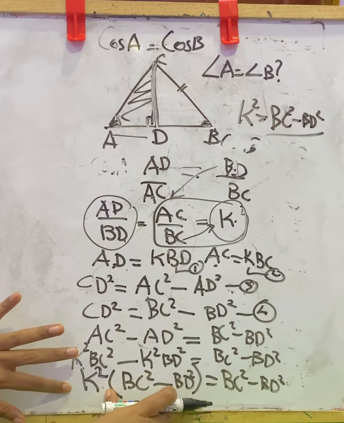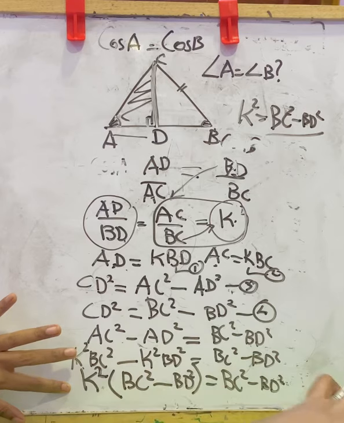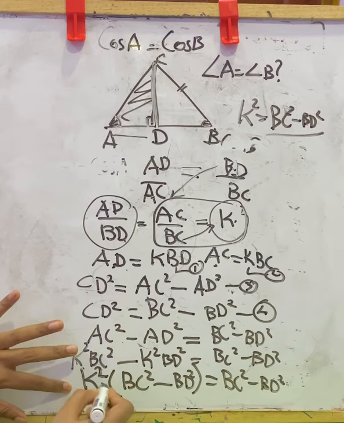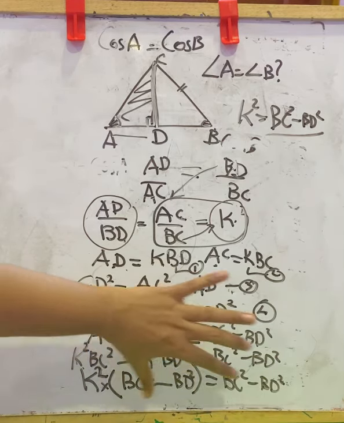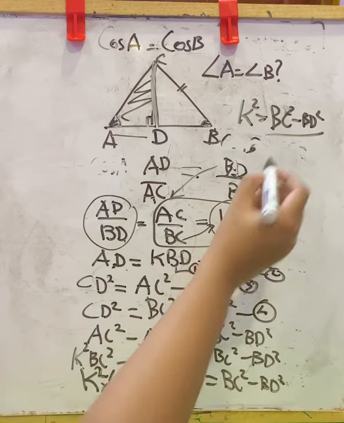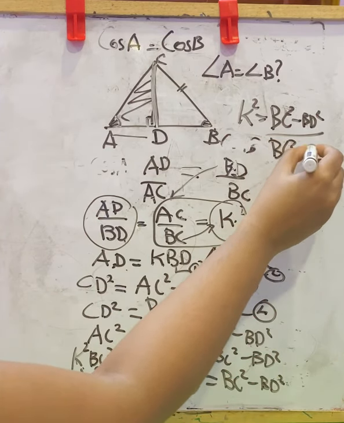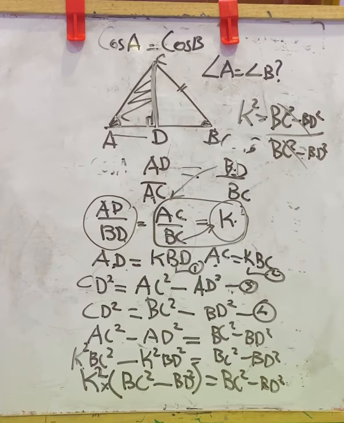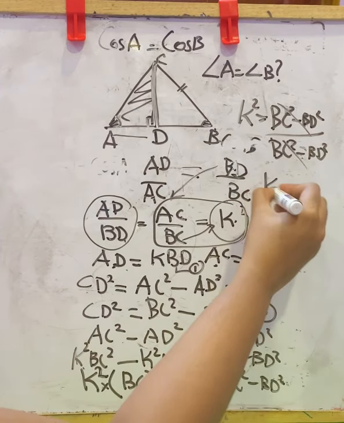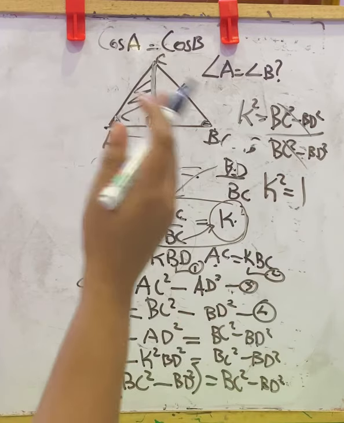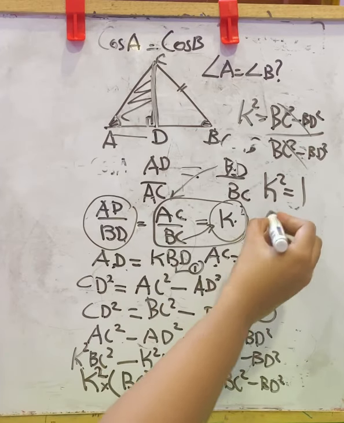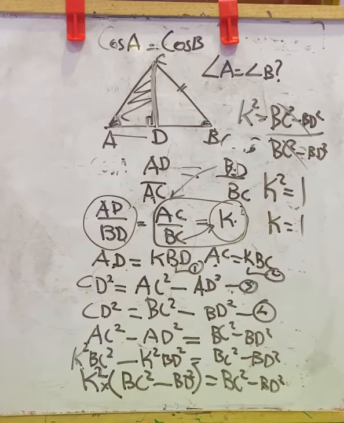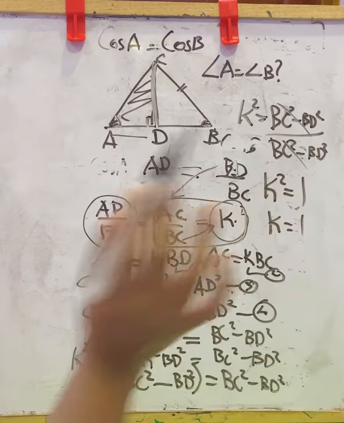Taking this BC square minus BD square to RHS, it goes to the denominator because here we have multiplication, so it becomes division. BC square minus BD square. Now we got numerator and denominator the same. So K square value is 1. If K square is 1, then K will be 1, because the square root of 1 is 1.